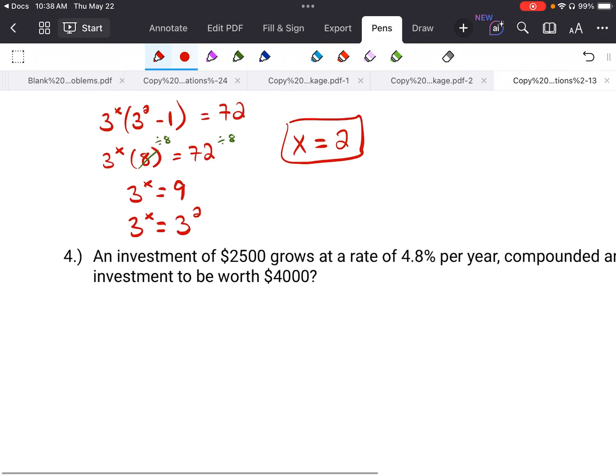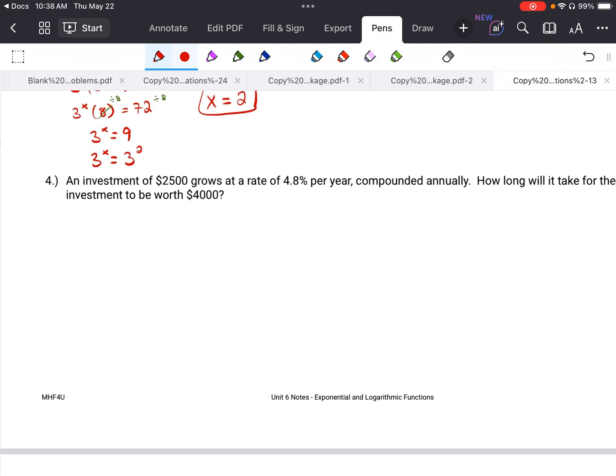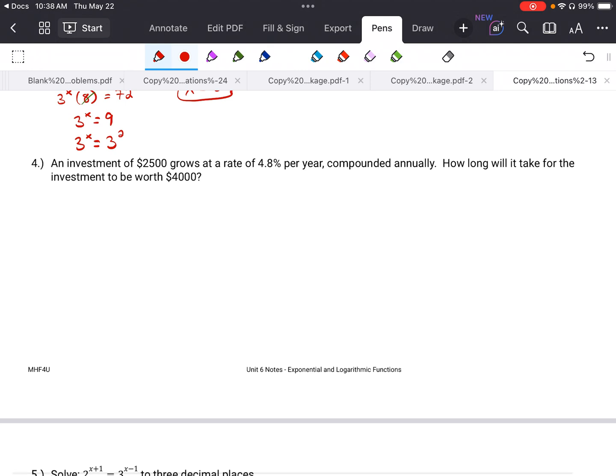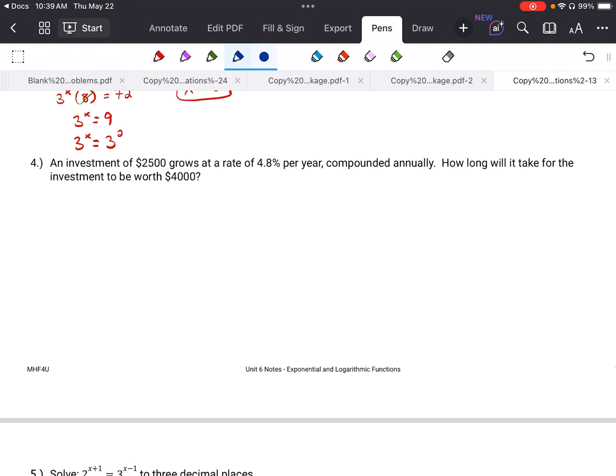Okay, into word problems. An investment of $2,500 grows at a rate of 4.8% per year, compounded annually. How long will it take for the investment to be worth $4,000? So for this, we work with our compound interest formula, which you learned in grade 11: A equals P times (1 plus r) to the power t.